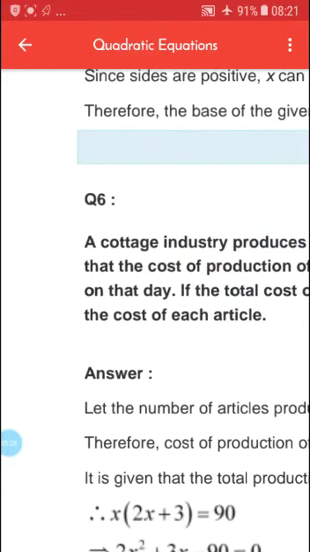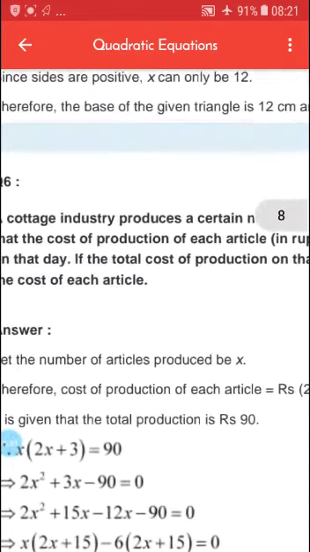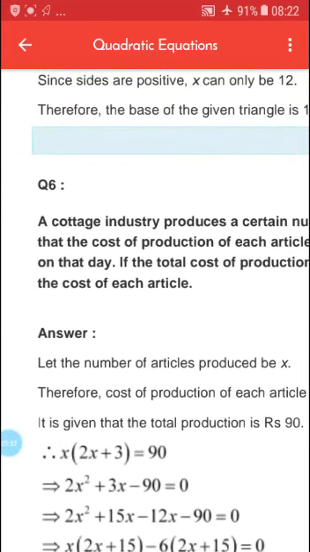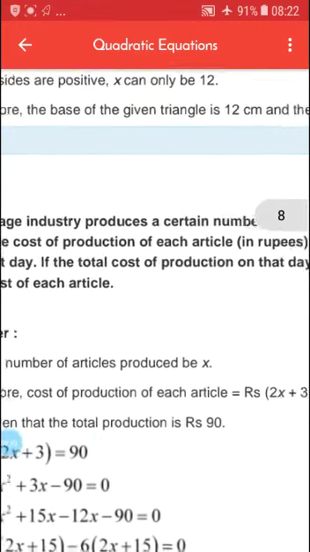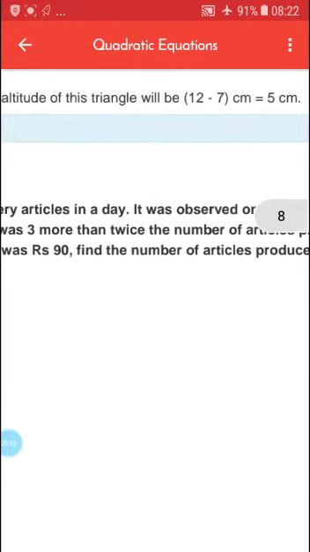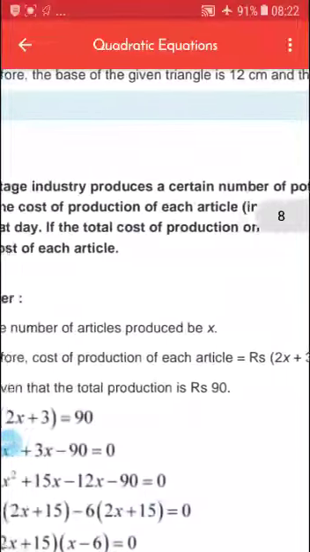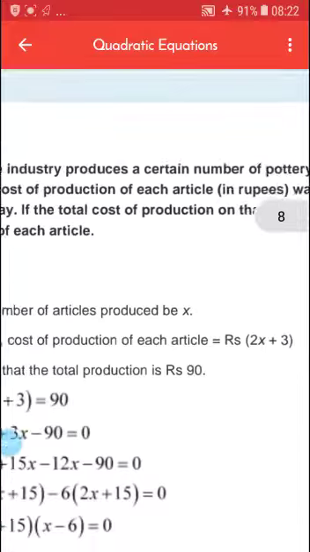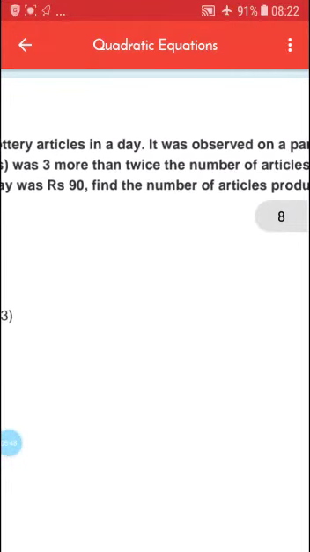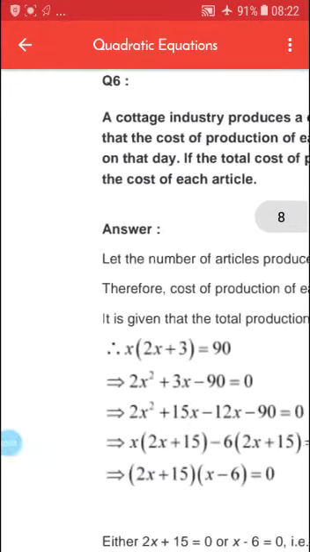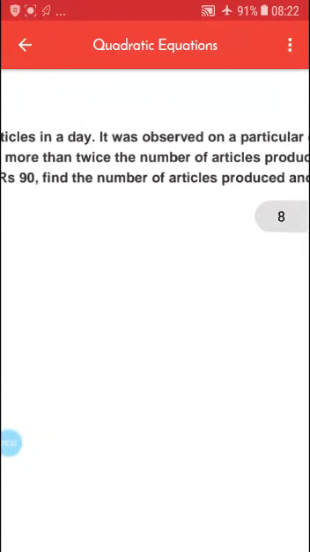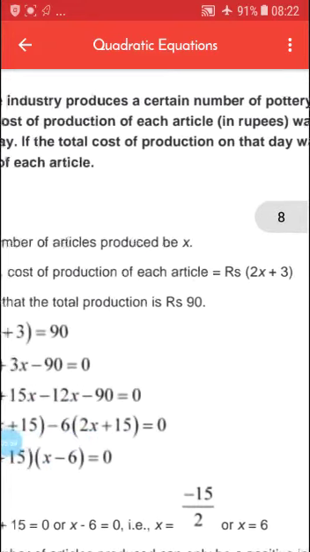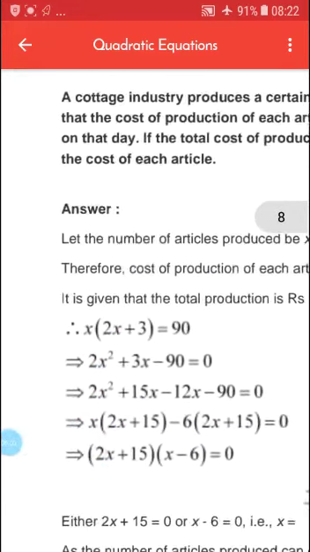Now see, question number 6 that we will do. A cottage industry produces a certain number of pottery articles in a day. It was observed on a particular day that the cost of production of each article was 3 more than twice the number of articles produced on that day. If the total cost of production on that day was rupees 90, find the number of articles produced and the cost of each article.